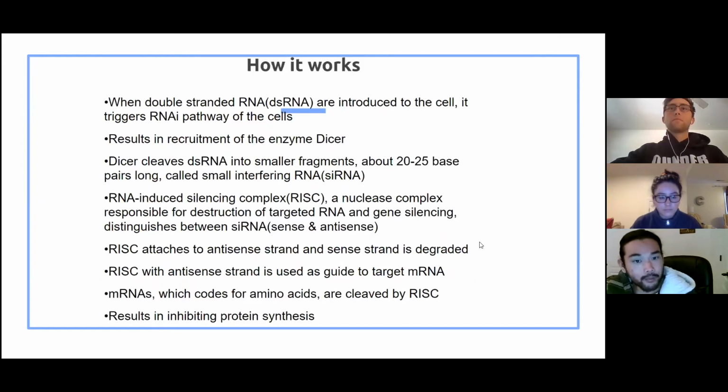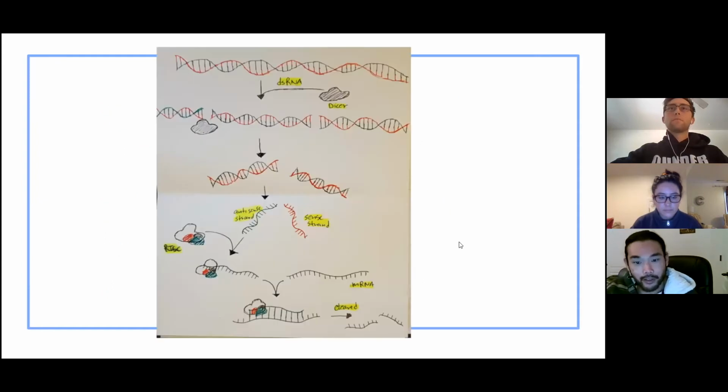I have a diagram also of that method. Awesome.